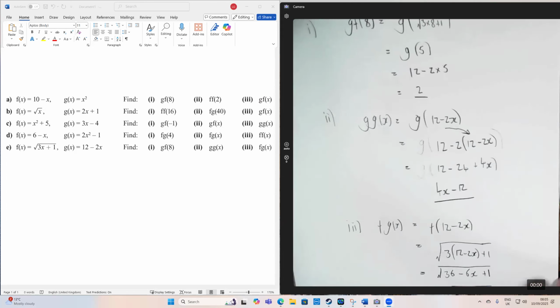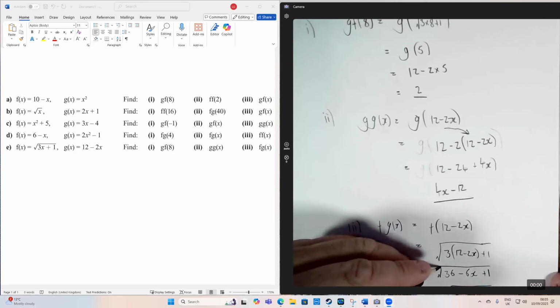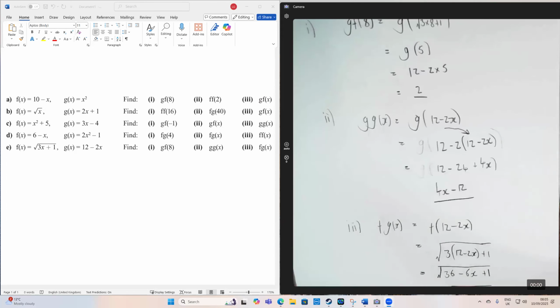Okay, I hope that you found that useful. That's our introduction to composite functions. I'll make another video now where we just look at ones that are slightly more complicated, where we maybe have a function of a function of a function.